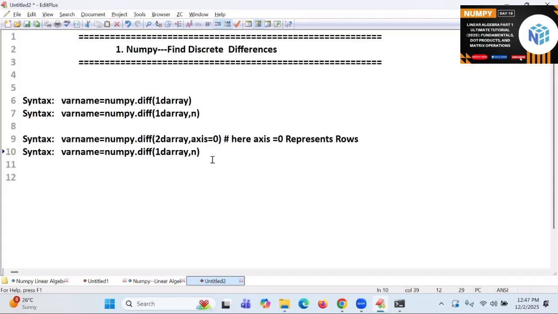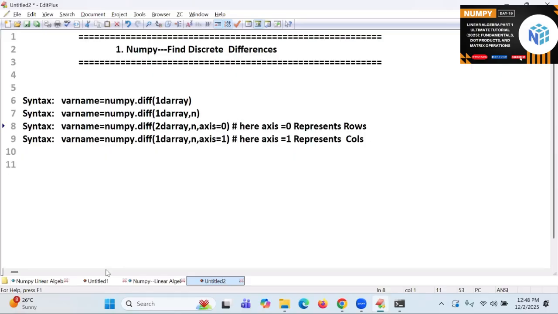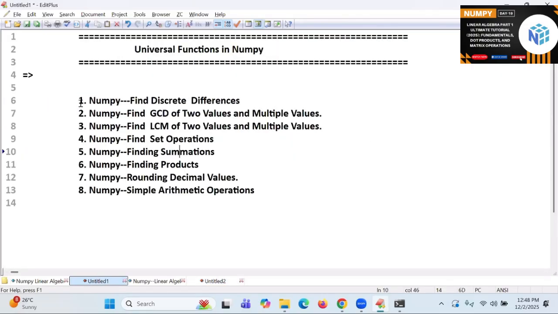Next, I will also mention n here, comma. N represents the number of discrete differences. Here I will write one more comma, axis is equal to what? 1 represents columns. Here I will take columns. I think this is more clear now. Is it clear? Right. This is called finding the discrete differences. So students, this part is over.